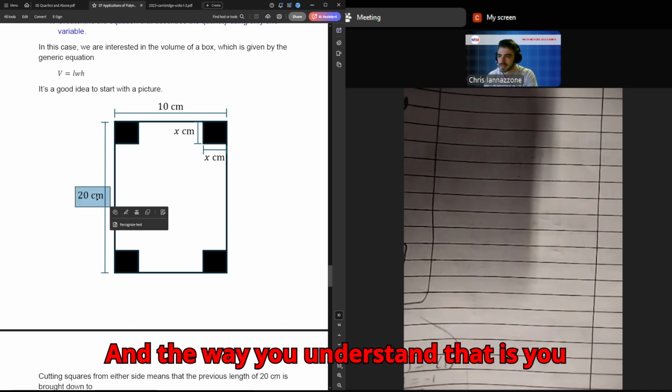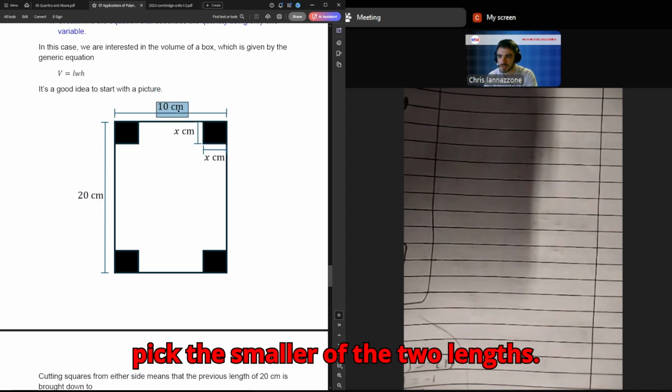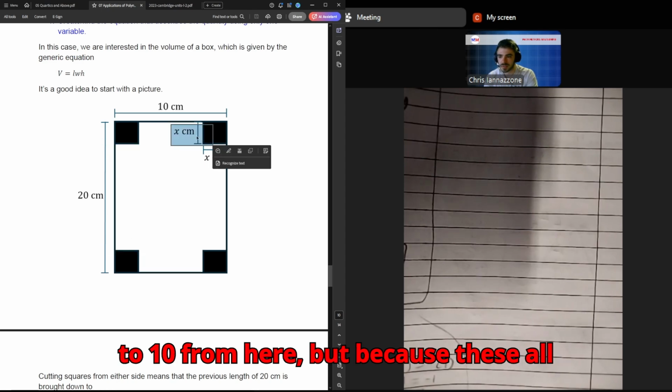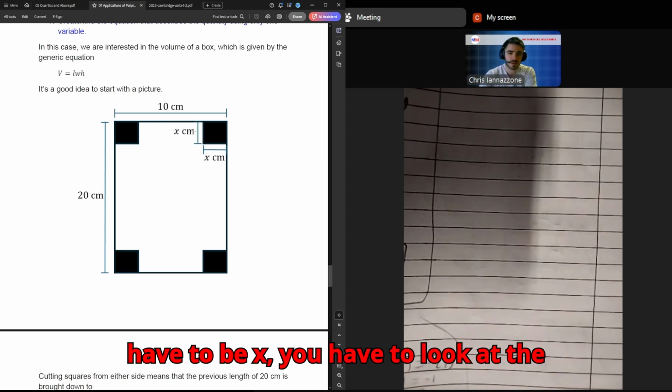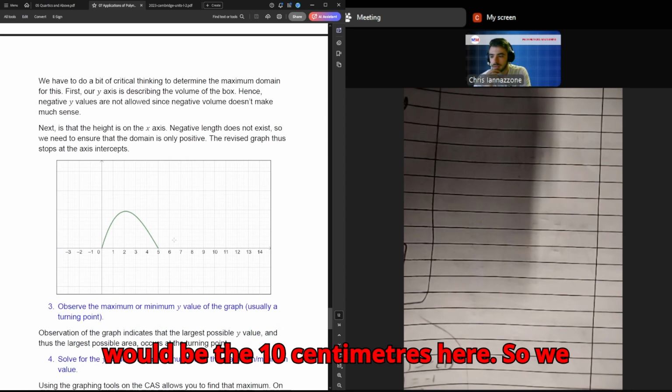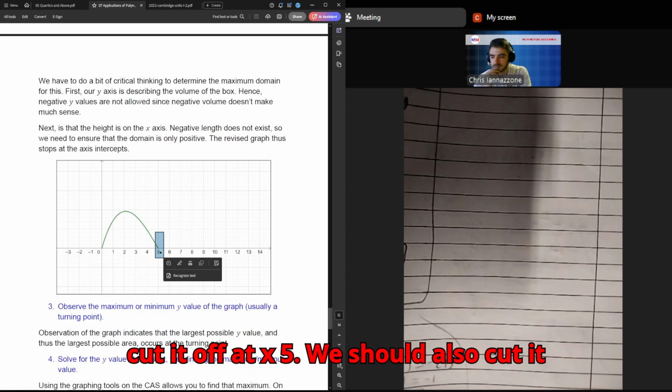And the way you understand that is you pick the smaller of the two lengths. Like, sure, you could cut all the way up till 10 from here, but because these all have to be x, you have to look at the smallest length to begin with, which would be the 10 centimeters here. So we cut it off at x equals 5.